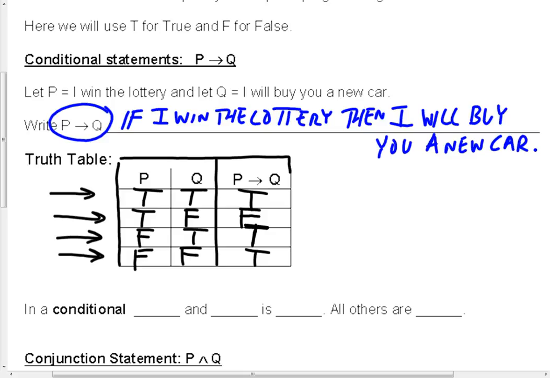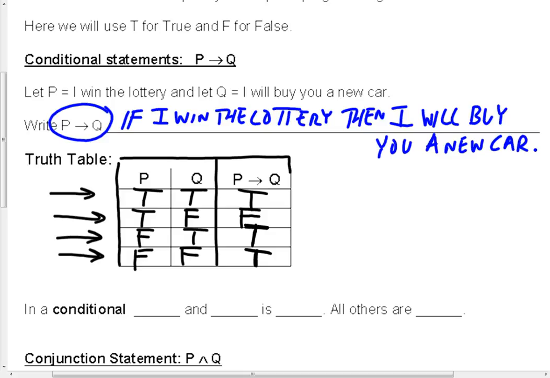Same with this. I didn't win the lottery. I didn't buy you a new car. Did I tell the truth? Yeah, I'm still telling the truth because in that scenario, I didn't even win the lottery, so we don't know what's going to happen. That's why that's also a true.